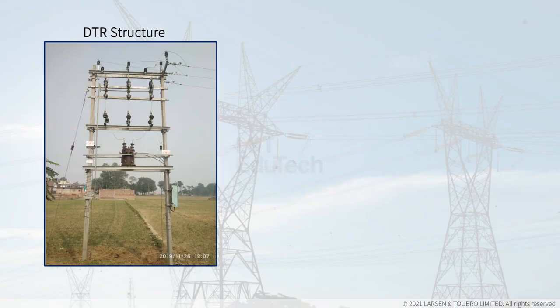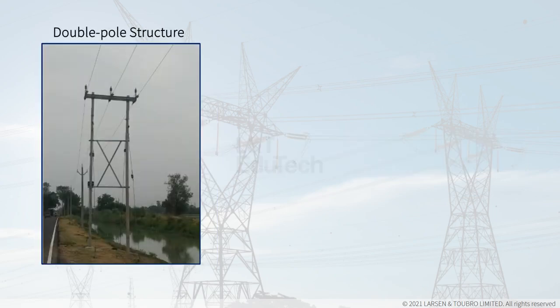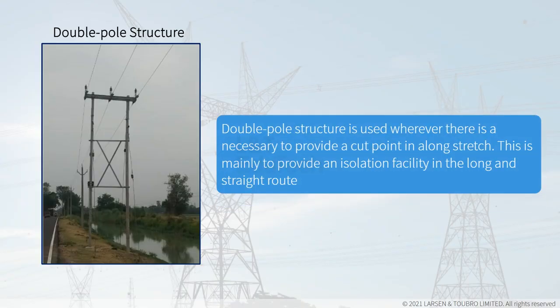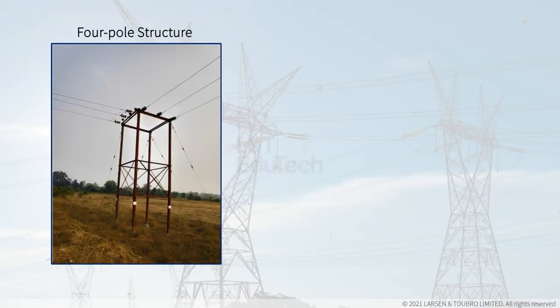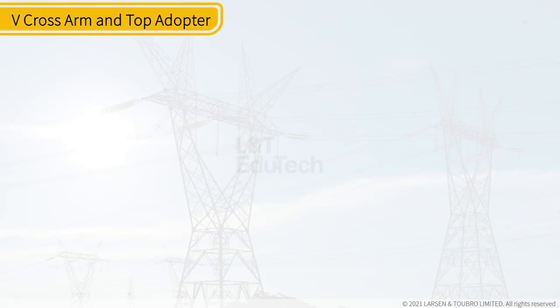DTR structure. For mounting the transformers on poles, various types of structures are used. Double pole structure. Double pole structure is used wherever there is a necessity to provide a cut point in a long stretch. This is mainly to provide an isolation facility in the long and straight route. Four-pole structure. This arrangement is primarily used in locations where there is a shift in line of 60 to 90 degrees. Let us discuss the V-cross and top adapter.